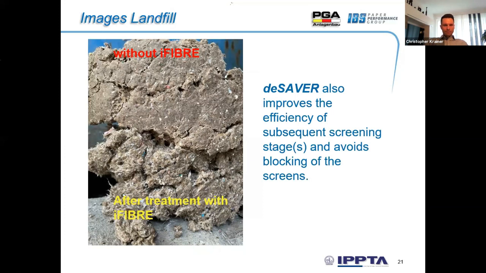Without I-fiber, you can see the closed surface. After treatment, the waste has no binding and is more open. Means less fibers are in the waste and more in the process. This was a big success, and now we will install at this customer also a production machine.